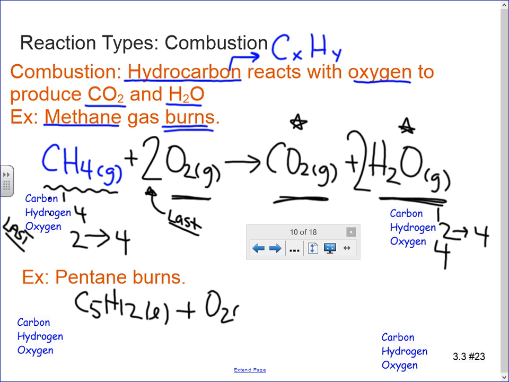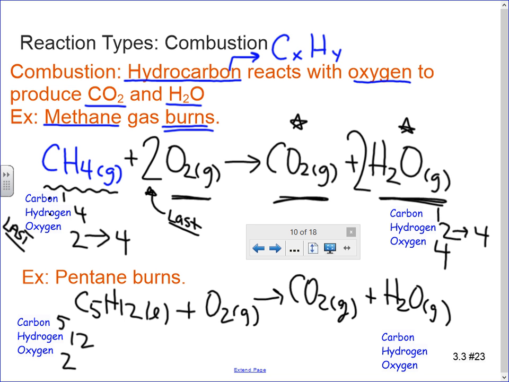So that means oxygen gas is a reactant, CO2 gas and H2O gas are products. So notice with combustion, there's really no tricks. You just have to remember those 3 pieces of the reaction. To balance, I'll count. On the left, I have 5 carbons, 12 hydrogens, 2 oxygens. On the right, I have 1 carbon, 2 hydrogens, and I'm not even going to count oxygen. I'm going to leave it till the end because I know it's going to change.